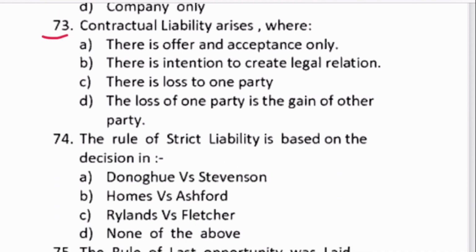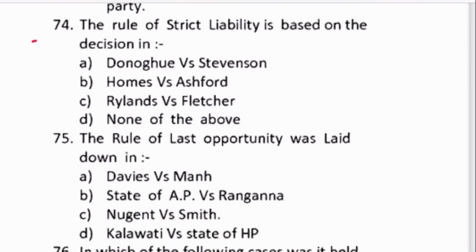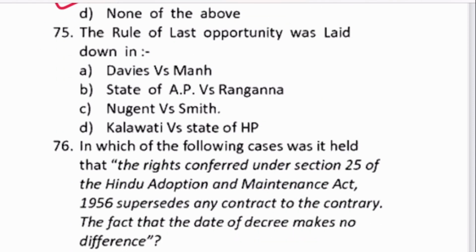Next 73. Contractual liability arises where there is offer and acceptance only, or there is intention to create a legal relationship. This is correct. There is loss to one party and gain to another? No. B is the answer. Next 74. The rule of strict liability is based on the decision Rylands versus Fletcher. C is the answer. Next 75. The rule of last opportunity was laid down in Davies versus Mann. A is the answer.